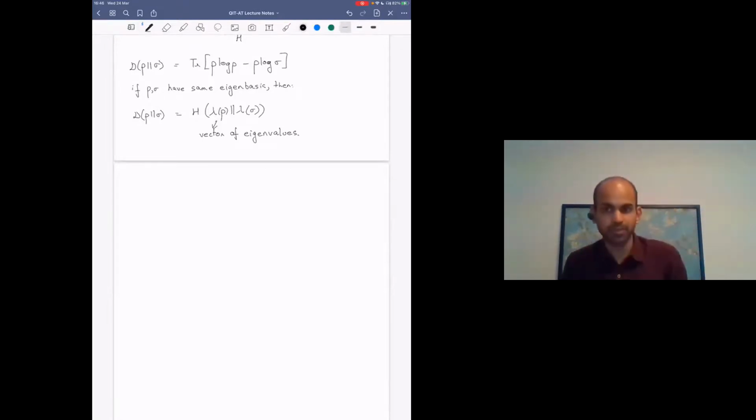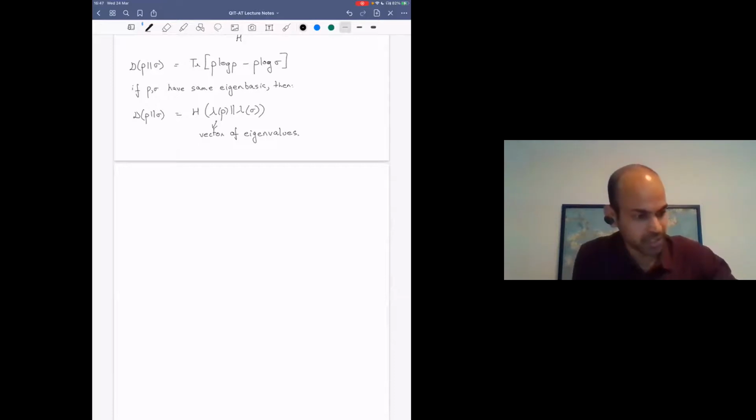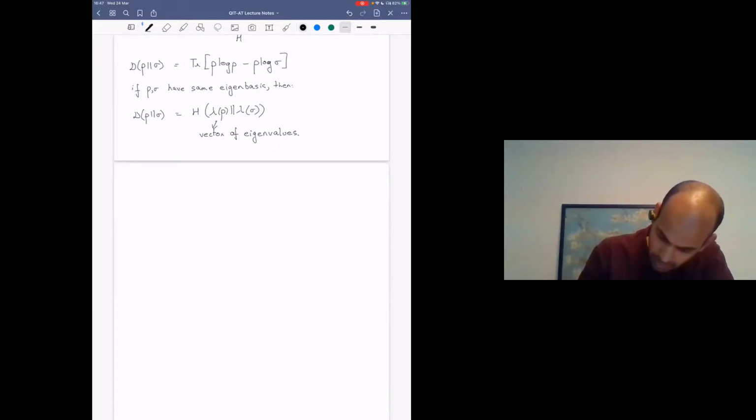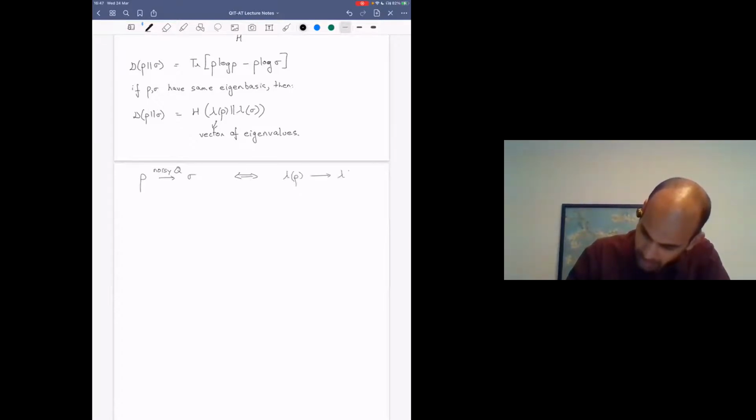So everything we did so far was about noisy classical operations. The reason this is useful for us is that whether a state can be transformed by a noisy quantum operation turns out to be the same as under classical operations. What we're going to show now is that rho going to sigma under noisy quantum operation is exactly the same as lambda of rho going to lambda of sigma under noisy classical operation, where lambda is the vector of eigenvalues.